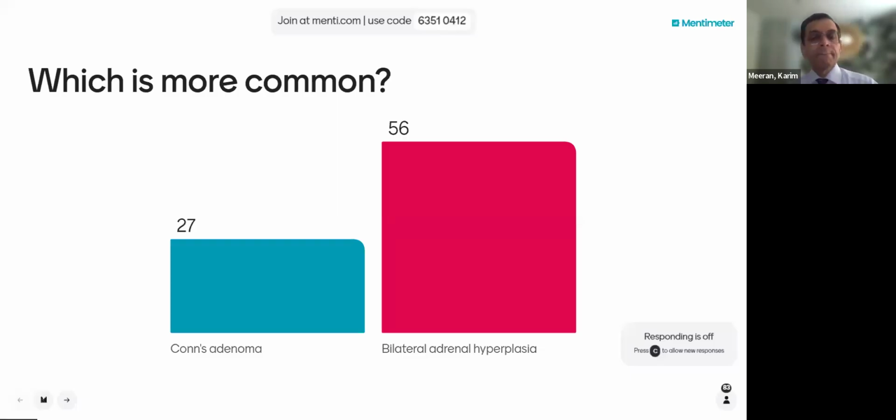Okay, correct for most of you. Okay, but 27 you think that an adenoma is more common. That's wrong. Okay, bilateral adrenal disease is by a long way the commonest cause of Conn syndrome.